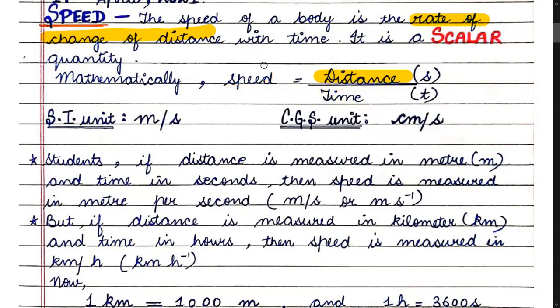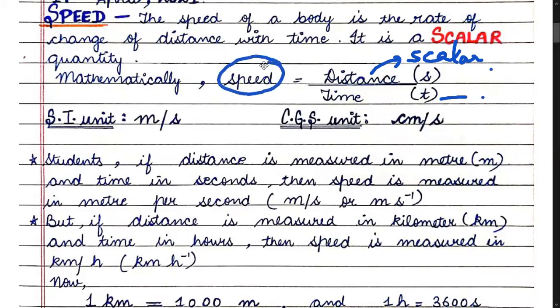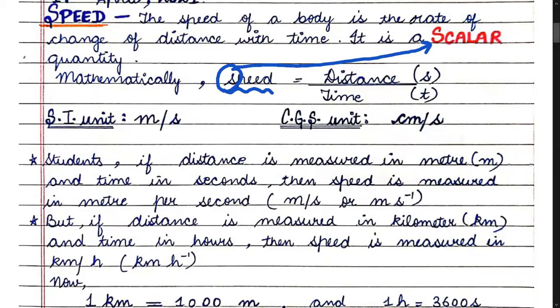And children, speed is a scalar quantity. By the word scalar, I mean it does not depend on direction. Children, in the last video, we have learned that distance is also scalar. Moreover, time is also scalar. So, distance upon time is speed, which is also a scalar quantity. Just to remember, you can say S for speed and S for scalar.